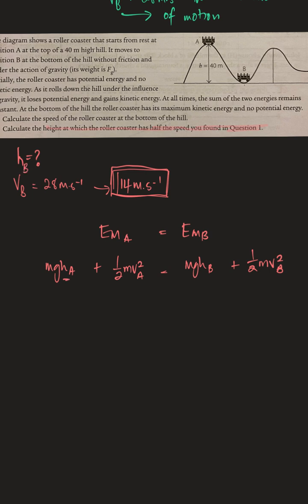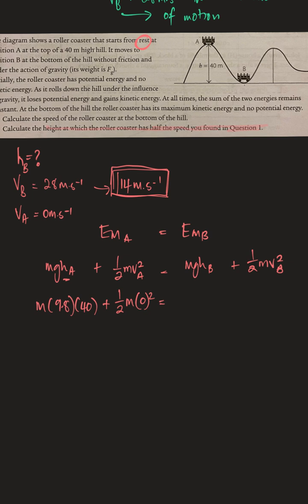So the mass here, same thing, we don't know the mass. This is 9.8 times 40 plus it's half times the mass times 0 squared, because that was your V of A was equal to 0 meters per second. How do I know that? They tell me here that it was at rest.